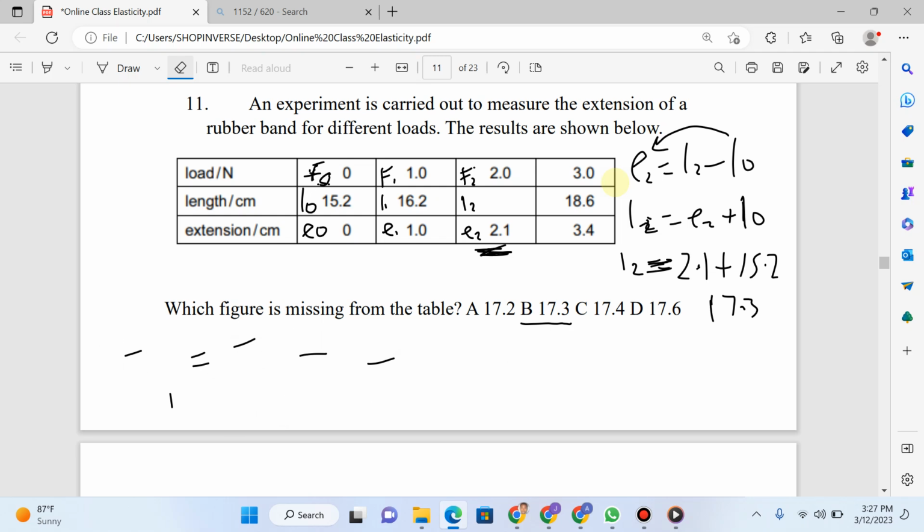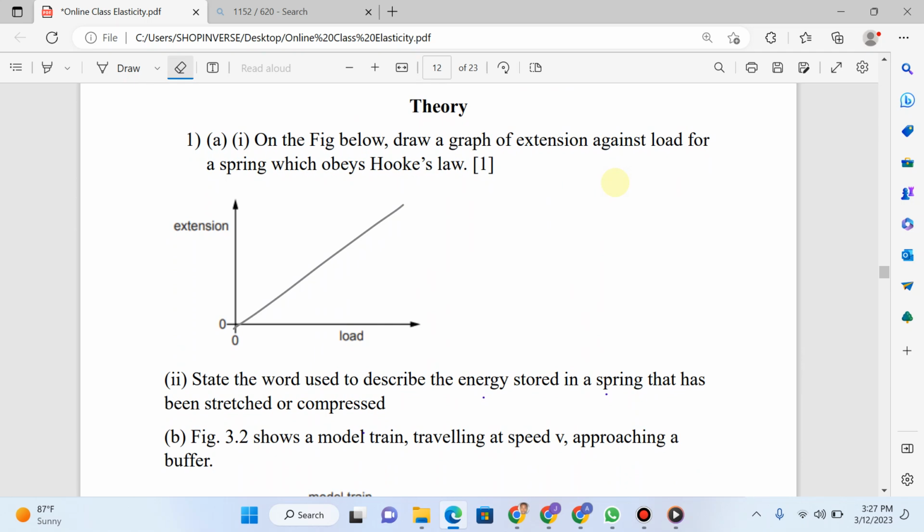Question number 12. Let's move to question number 12. Theory. Now let's solve some theory questions. Number one, on the figure below, draw a graph of extension against load for a spring which obeys Hooke's law. Now it is stated that the spring obeys Hooke's law.